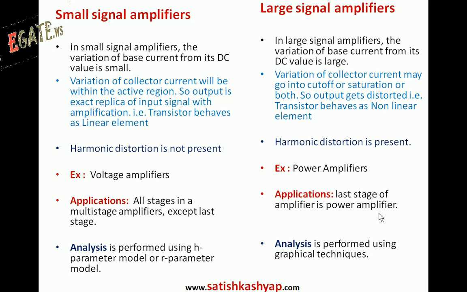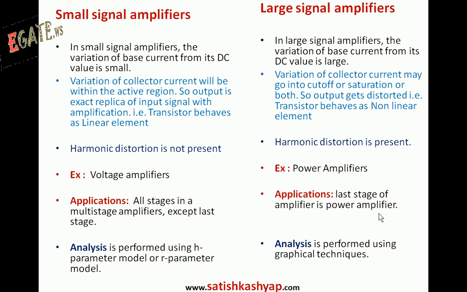So the basic differences are: in a small signal amplifier, the variation of base current from its DC value is very small, so the collector current always varies within the active region, which causes no distortion in the output signal, so linearity is maintained and no harmonic distortion is present. Examples are voltage amplifiers. Applications are all voltage amplifiers, that is, all stages in multi-stage amplifiers except the last stage, and analysis is performed using the H parameter model or R parameter model.